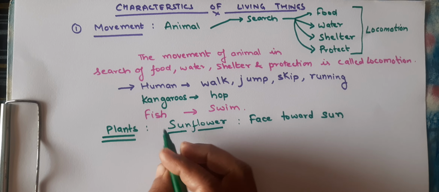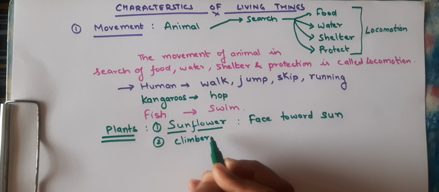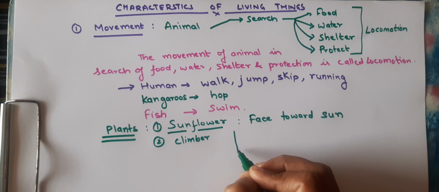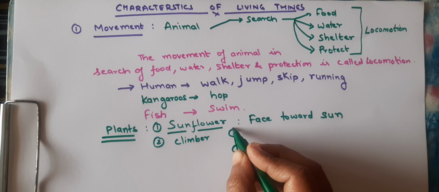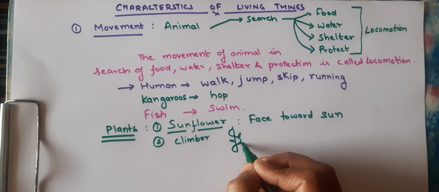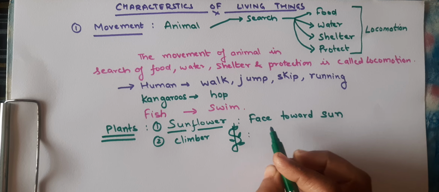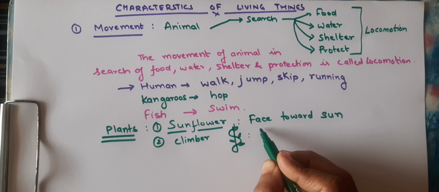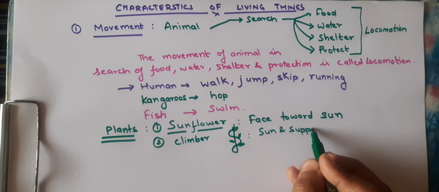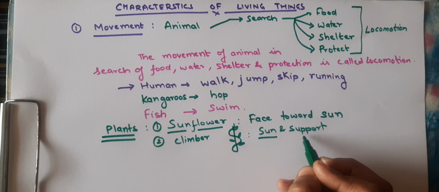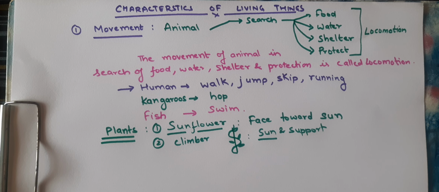Now we also see some climbers, like the money plant, okay? A climber will climb. So we often see that the money plant has a support, a stick, and the plant will grow around that stick, okay? It will wrap around and it will grow. So it will climb, but it will climb for what? It will climb for the sun and support. It can also grow without sun, but it needs support, okay? So for that support it will show the movement, okay?